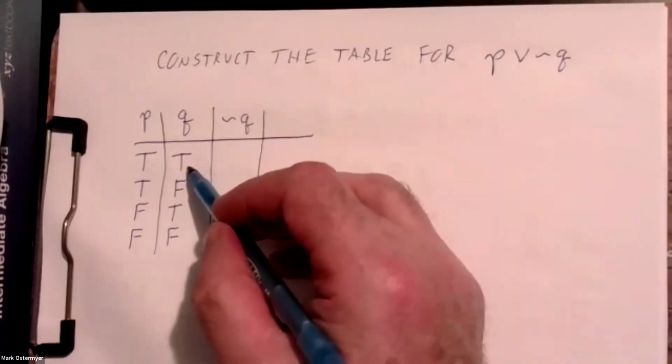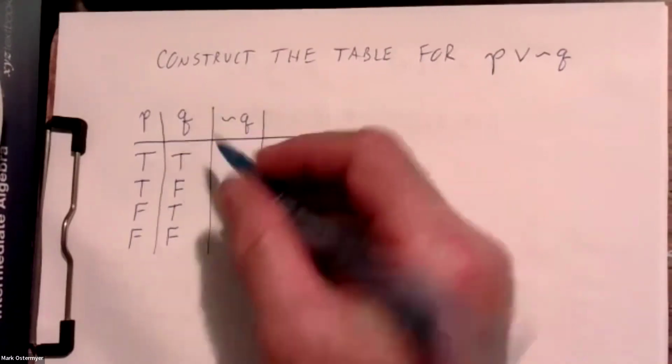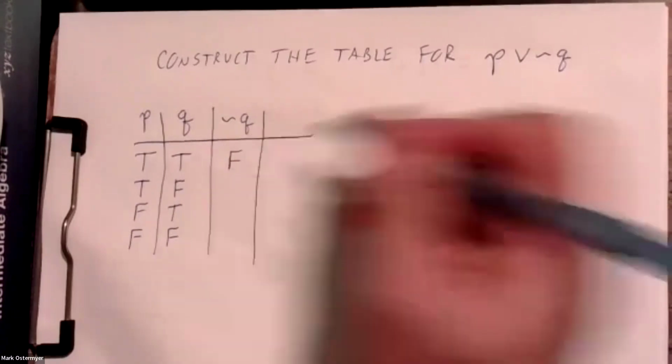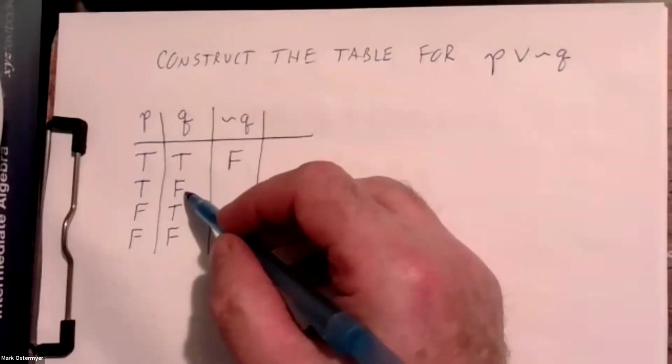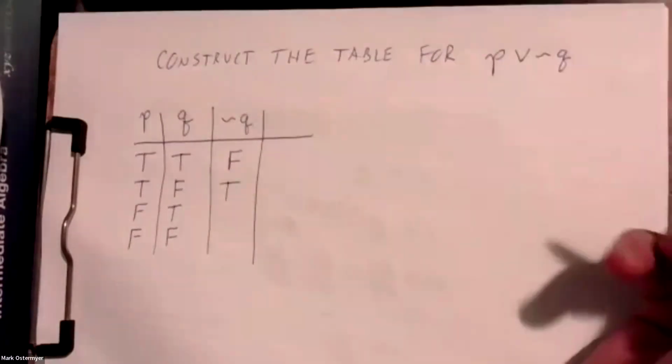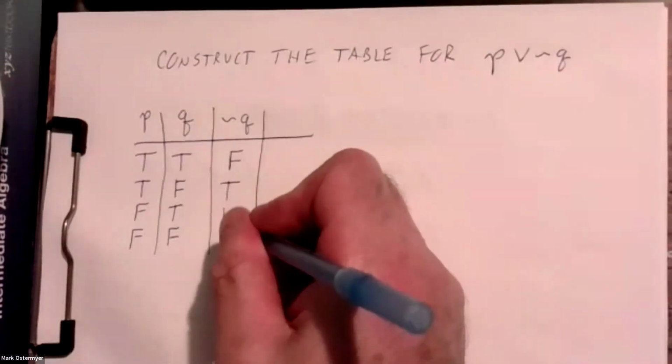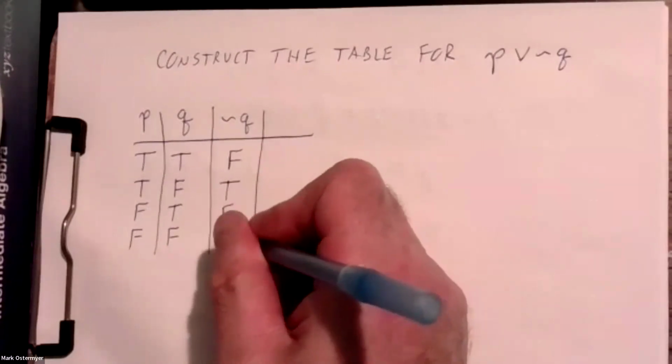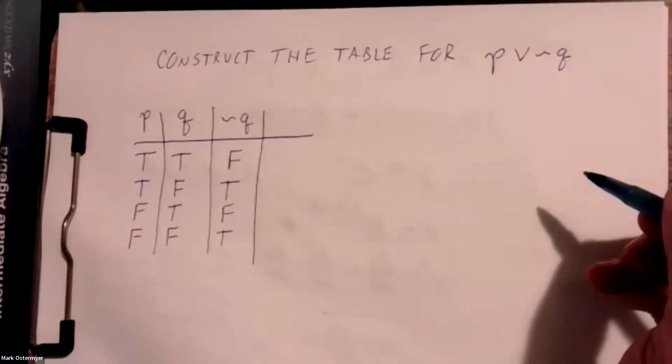What's the negation of true? To say not true means to say false. What's the negation of false? To say not false is to say true. What's the negation of true? False. The negation of false? True. Does that column make sense here? Pretty simple, huh?